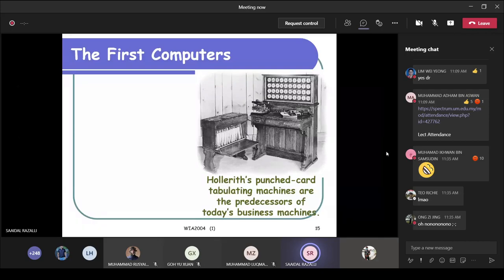So the first computers also used vacuum tube technology, and they didn't really need an operating system. Mostly it was hardware based. So the first and then.